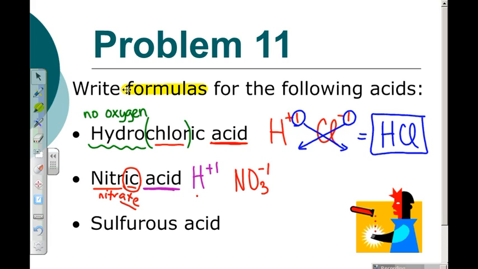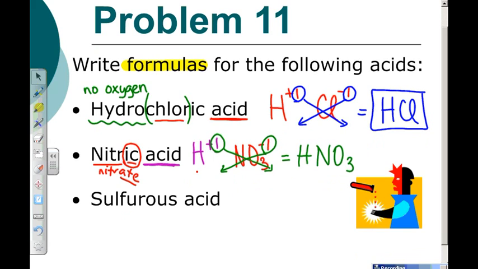What I would do now is crisscross my charges again. I have a +1 and a -1. Those guys would cancel out. Remember that the 3 in the nitrate is part of the polyatomic ion and I'm not allowed to change it, so it stays NO3.